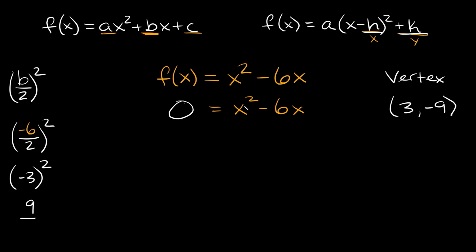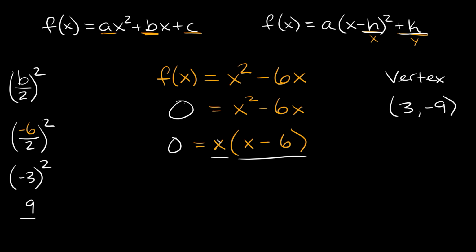So one thing we can do is actually factor out an x from both of these terms, right? So we're going to get 0 is equal to x, and then in parentheses, we're going to be left with x minus 6. All right, so now that we've factored this down as much as we can, you can see that we have two factors, right? So we have this x and this x minus 6.